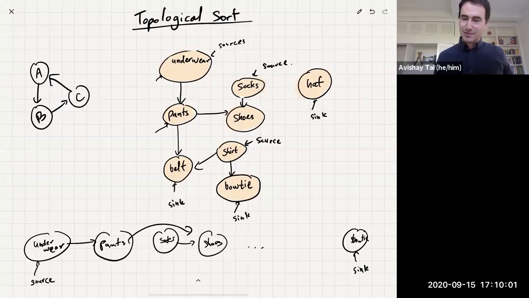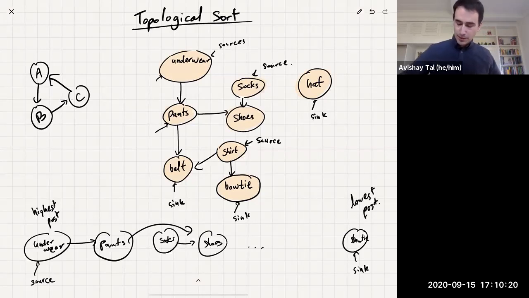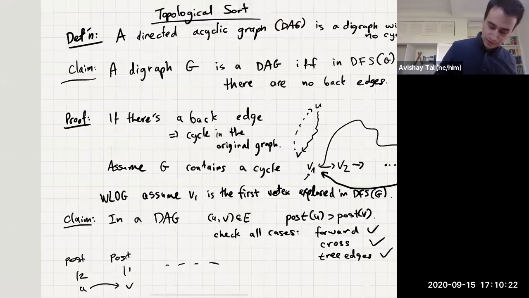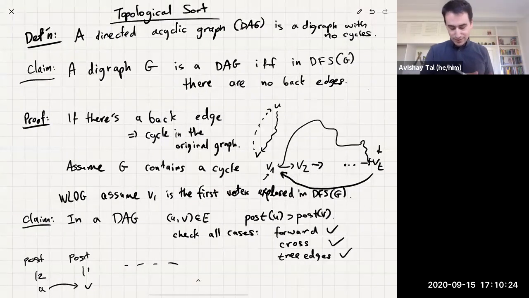So as we go through the sequence, would posts increase or decrease? The post would decrease. So this would have the highest post, and this would have the lowest post. I see. And what we claimed here is that this is actually a topological sort, right? If we order the vertices according to decreasing post numbers, then this would be a topological sort. Okay, that makes sense. Thank you.